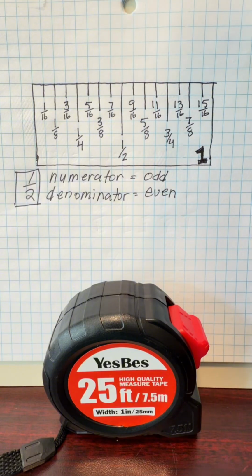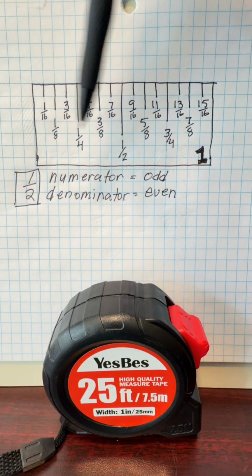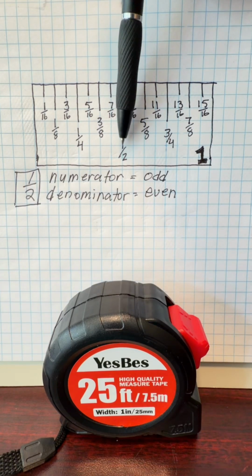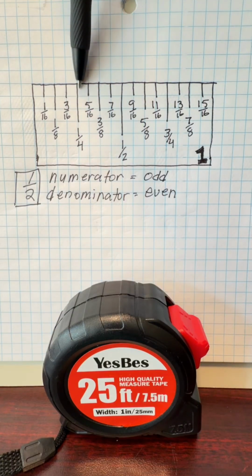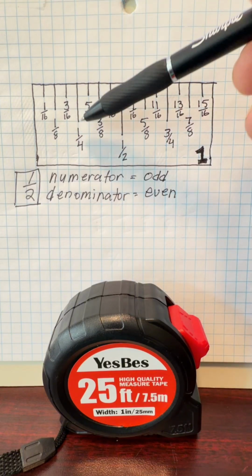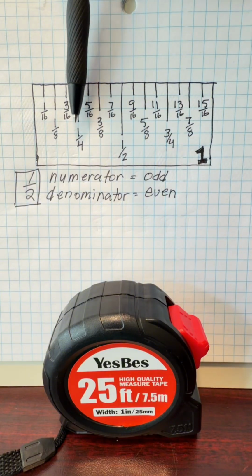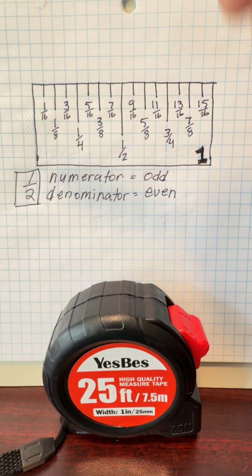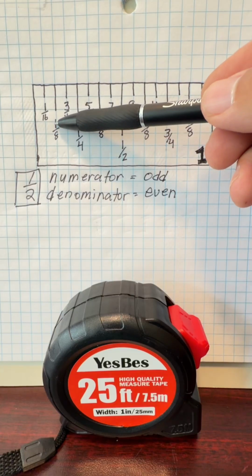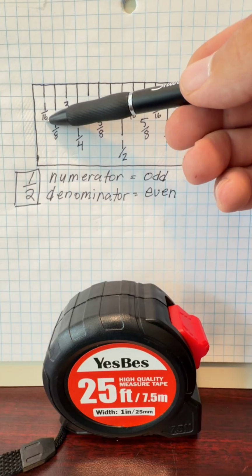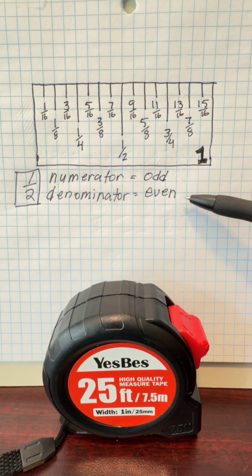From there, we're going to continue to break everything down by half and by half and by half. So let's go ahead and do that. Half of half is going to be 1/4. That's your half mark there. Notice, odd numerator, even denominator. Let's go further. Let's break that one in half. And we have 1/8. And now let's break that in half. And we have 1/16.